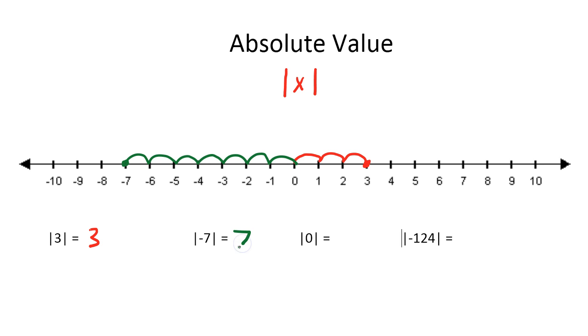1, 2, 3, 4, 5, 6, 7. So that's a 7. Now if I look at the number 0, it is 0 units from 0, so the answer is 0. And then if I look at the number negative 124, now it's clear off to the left here, but you should see from the example here that that would be 124. So let me show you a little example on how to quickly keep in mind what we're looking for with absolute value.